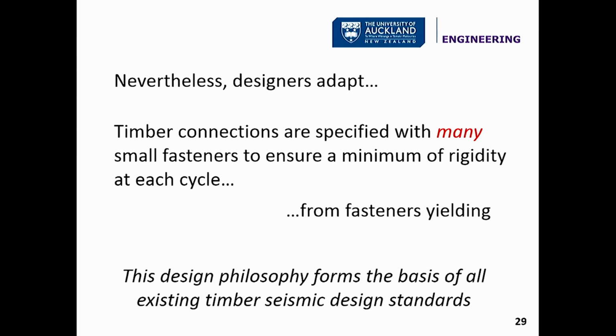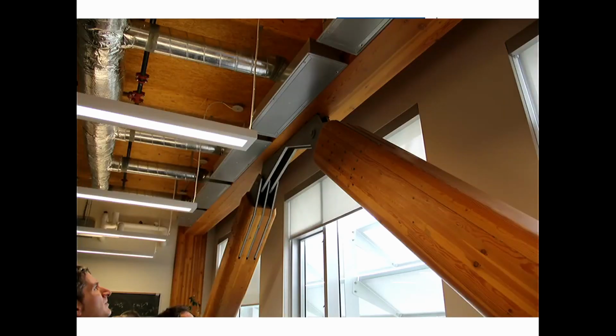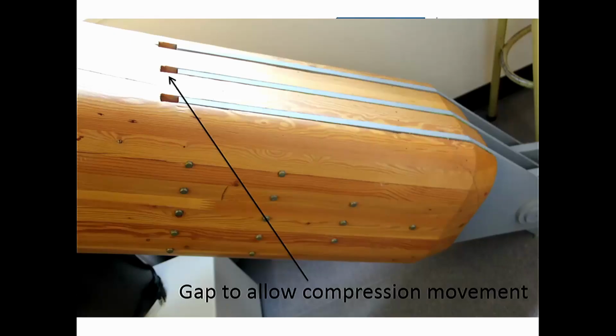So we've adapted. Seismic timber designs are imposing the slenderness of connectors so that designers use many small fasteners to ensure a minimum of rigidity at each cycle. So through the thickness of your member, not all the fibers have compressed. So you have some bending of the fasteners that will take over. And if you adhere to this principle, you will get at least some resistance. People have designed connections this way, so another K-brace and a lot of small dowels. These are about 8 millimeter in diameter, tight fit, and a lot of displacement at the end of the plates to allow for compression load.